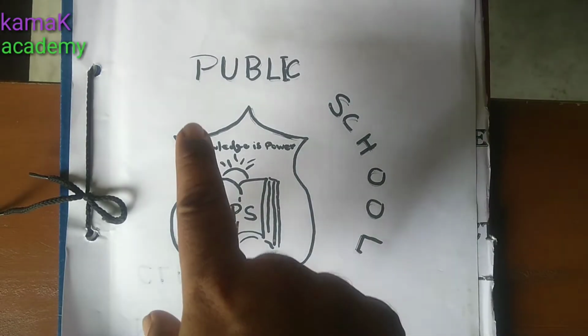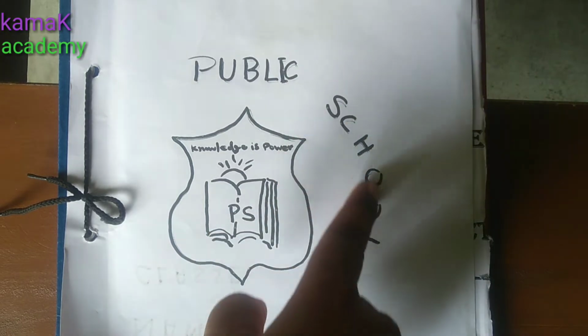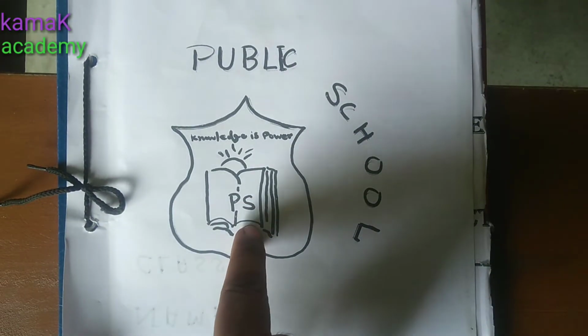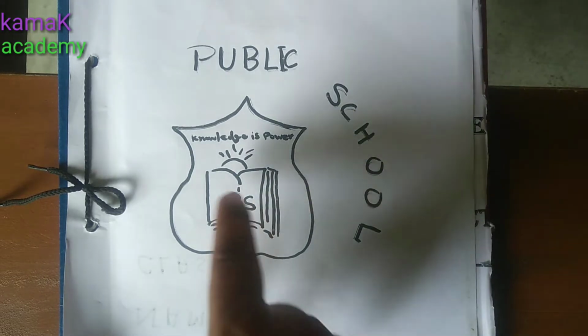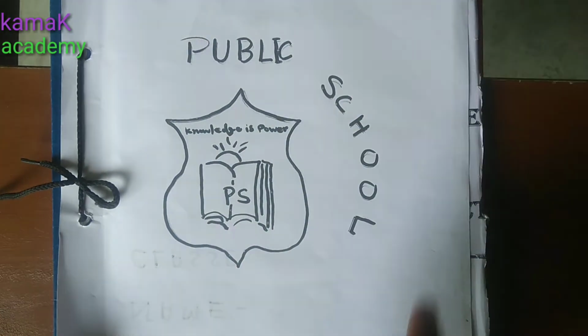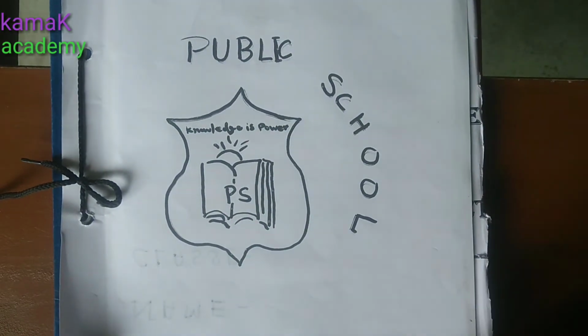On the first covering page, you write down your school name, and in the middle you put the school logo. This is your covering page. Turn over the page.